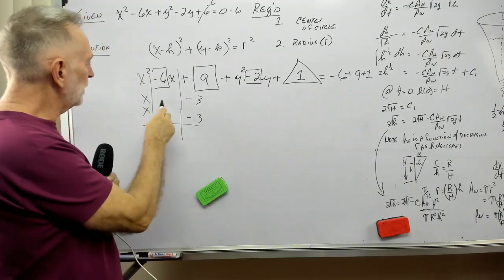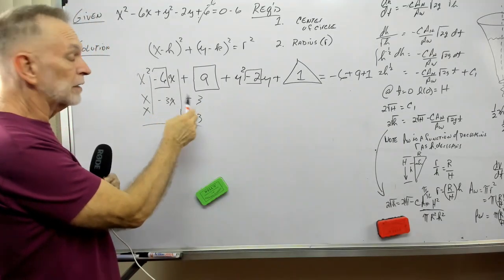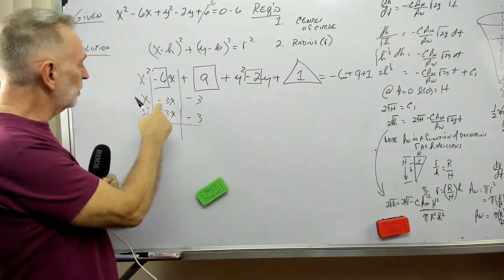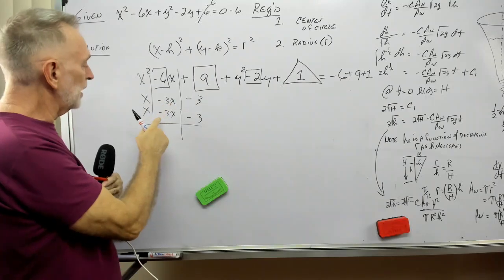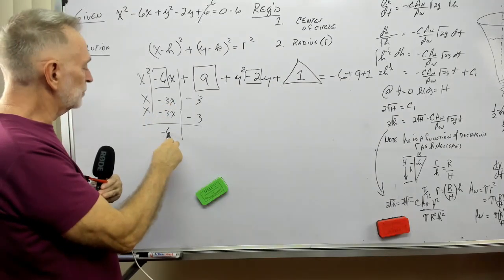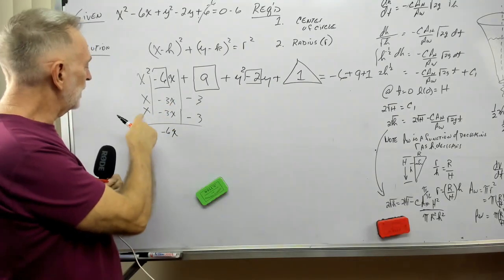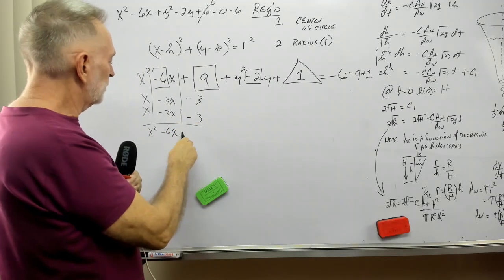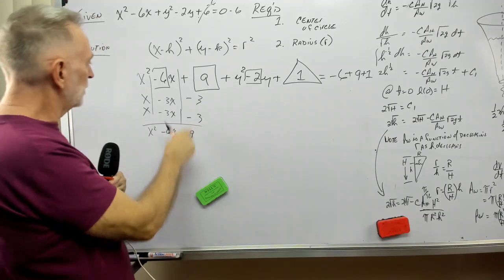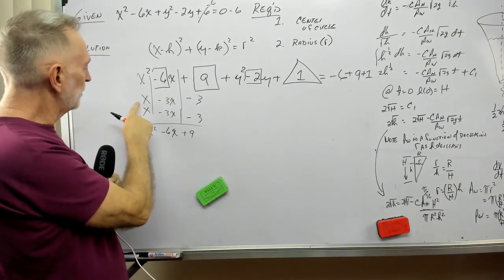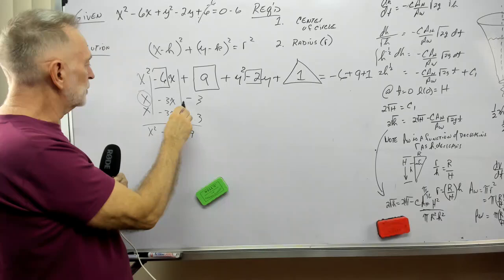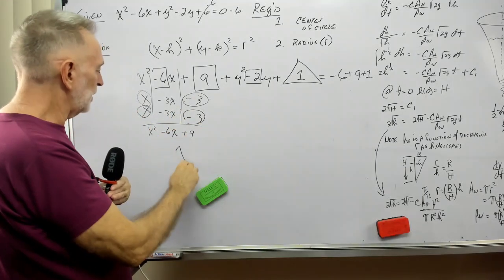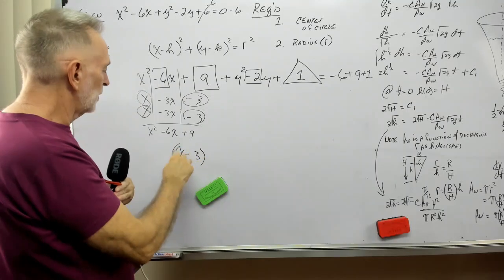So negative 3 times x is negative 3x. Negative 3 times this x is negative 3x. Add those together. Negative 3x plus negative 3x is negative 6x. x times x is x squared. Negative 3 times negative 3 is a positive 9. So that gives me the equation here. So what do I end up with? (x minus 3) times (x minus 3). So that's (x minus 3) squared.